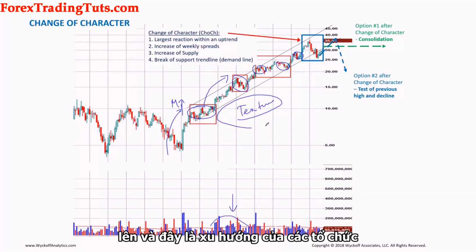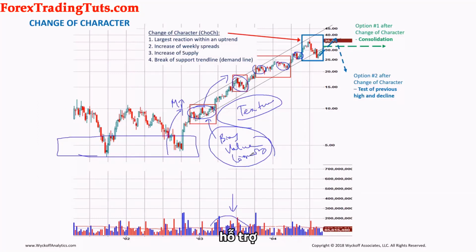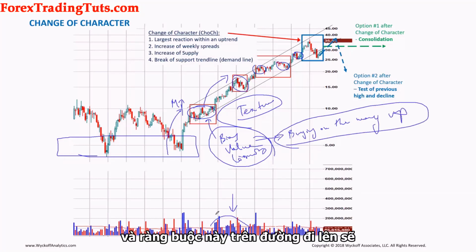And this is how institutions, trend following institutions, are getting into the position. They're assessing at this point of time the bias, the value proposition that they have, the liquidity that is available to them at this point of time. And because they are already late to establish a position at the level of support, what they are going to do here is they're going to be buying on the way up. And this buying on the way up is going to look like this.